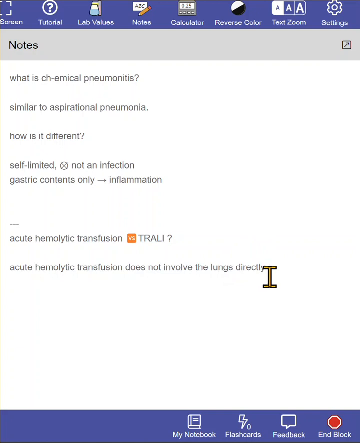And the reason you can't choose acute hemolytic transfusion reaction is you're going to have hemolysis, right? So there's going to be a distinction between TRALI and chemical pneumonitis that you'll see, because they're not going to let you choose reaction if they're not hemolytic. If they don't have hematological signs, you can't choose acute hemolytic transfusion or TRALI.